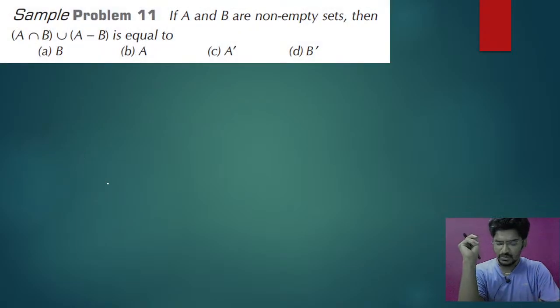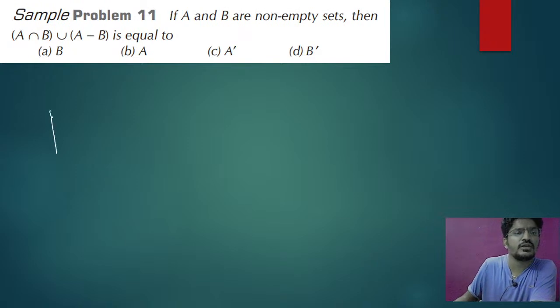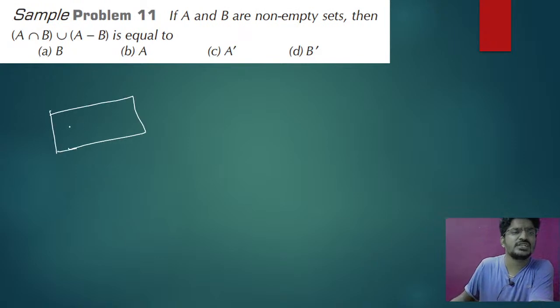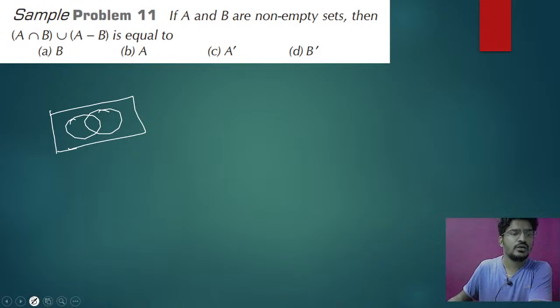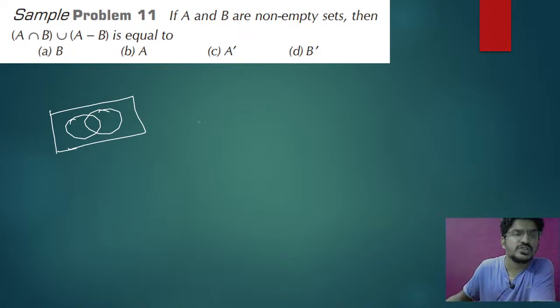Next, you can go for question number 11. So, if anyone gets the answer, quickly give it in the comment box. Otherwise, I will solve it. See how easily I can solve this. What they are asking: if A and B are two non-empty sets, then (A intersection B) union (A minus B). So see, my dear students, this is A intersection B. Now what is A minus B?